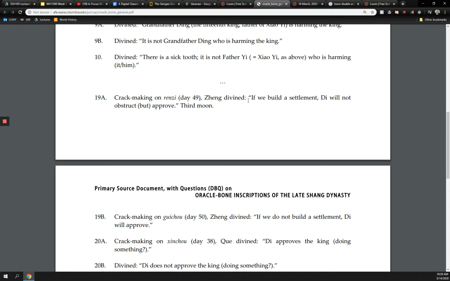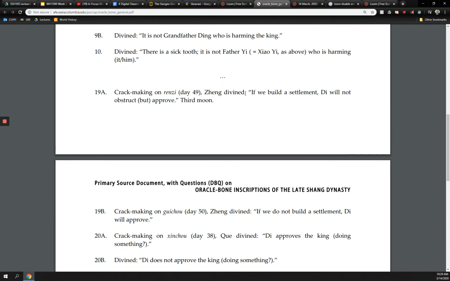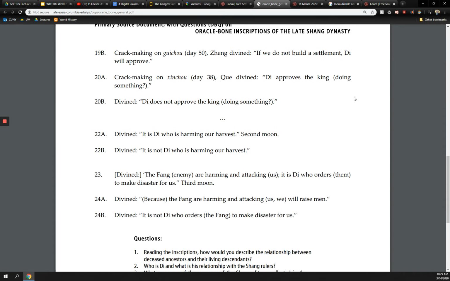I'm not sure exactly what D is referencing here, but that the forces that be will approve if we build a settlement here. Learning where to put your town, your new place to live, is one thing you could use these bones for. A lot of the time, these would be ox bones, scapula shoulder bones from oxen, because they're big, broad bones that you could write on, and they would crack very well.